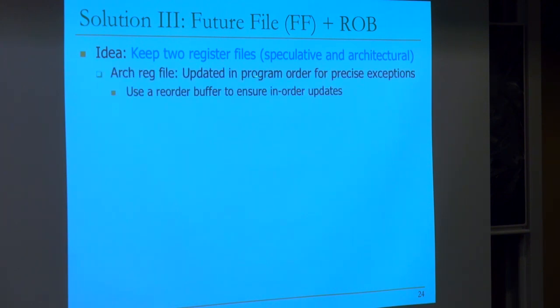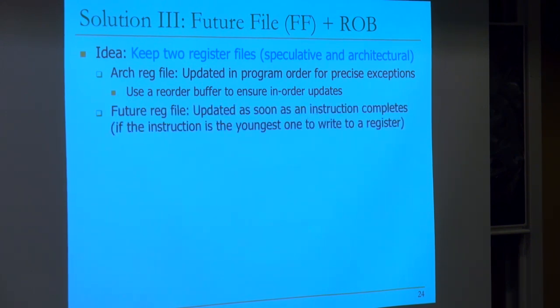And we're going to call one file the architectural register file. It's updated in program order for precise exceptions. And we're going to use a reorder buffer to ensure in-order updates. We'll still have the reorder buffer, but we're not going to put it on the critical path. We're not going to get the values from the reorder buffer. We're going to get the values from the speculative register file, called the future register file. It's updated as soon as an instruction completes. And of course, again, if the instruction is the youngest one to write to a register.